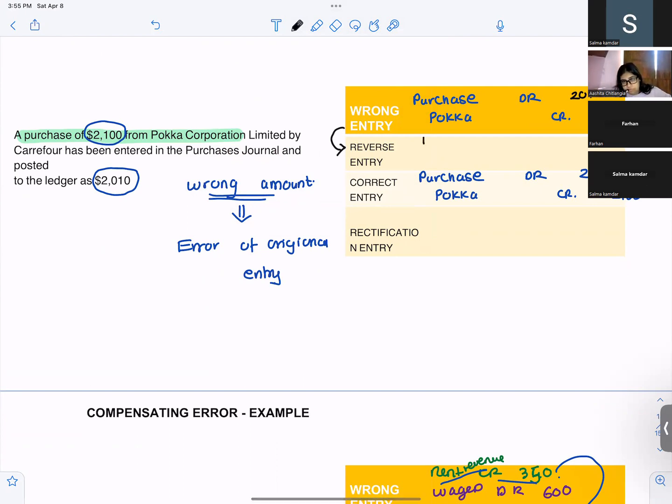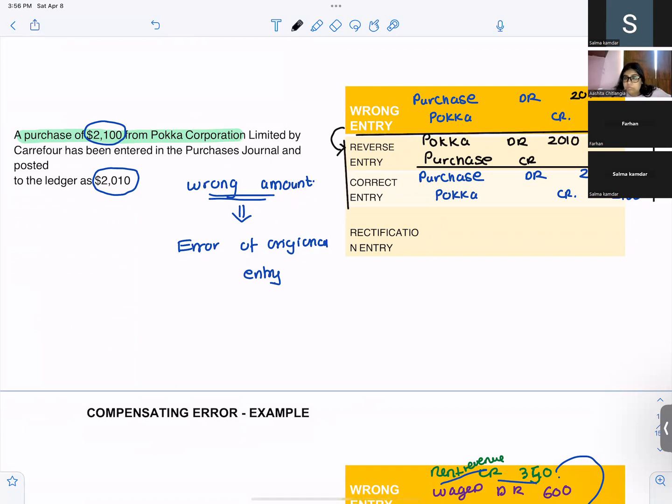So if I reverse the Poca entry, Poca will be debit with 2010, and purchase will be credit by 2010. Are you with me? Yes. Okay. Now the rectification entry is a sum of these both entries.